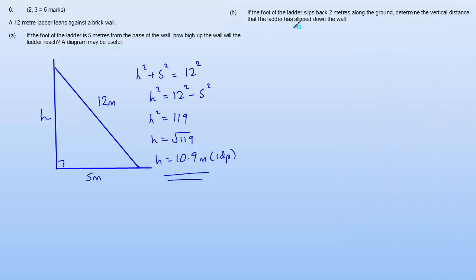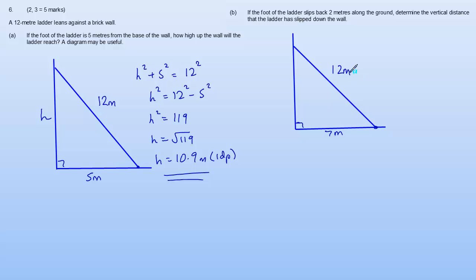If the foot of the ladder slips back 2 metres along the ground, determine the vertical distance that the ladder has slipped down the wall. So what we're saying here is that now this is 7 metres. It's gone 2 metres further.